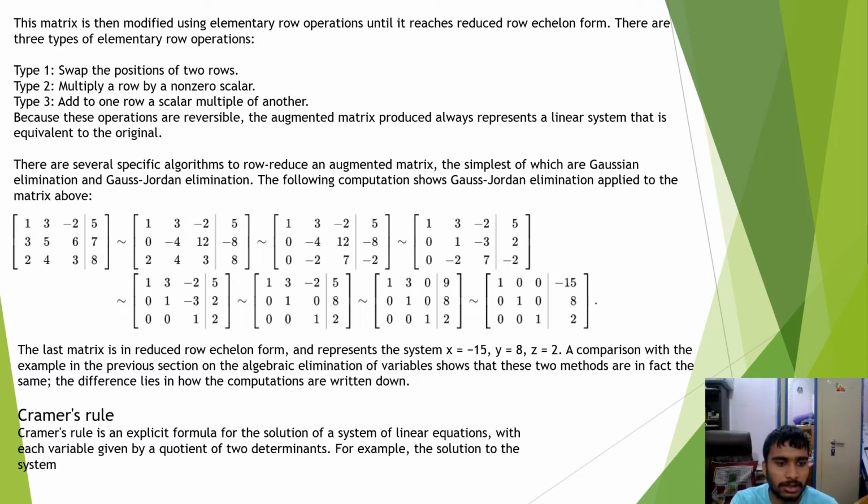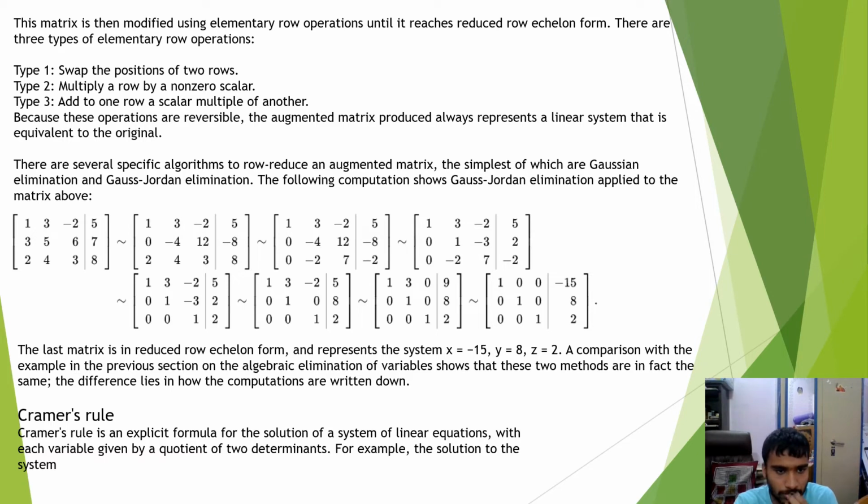There are several specific algorithms to row reduce an augmented matrix, the simplest of which are Gaussian elimination and Gauss-Jordan elimination. The following computation shows Gauss-Jordan elimination applied to the matrix above. This is the operation for this matrix. The last matrix is in reduced row echelon form and represents the system x equals minus 15, y equals 8, z equals 2. A comparison with the example in the previous section on the algebraic elimination of variables shows that these two methods are in fact the same. The difference lies in how the computations are written down.